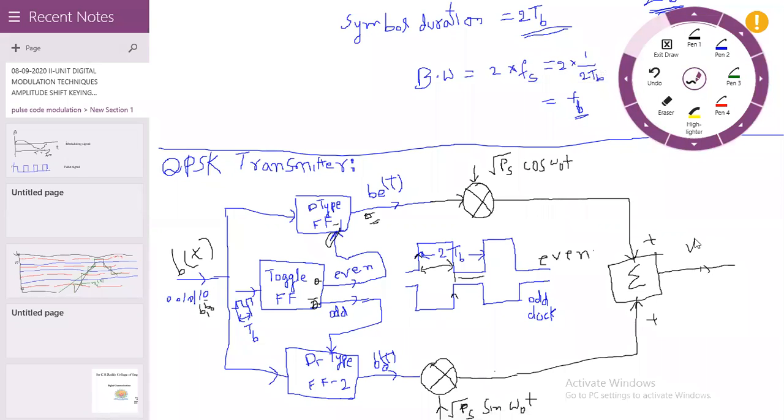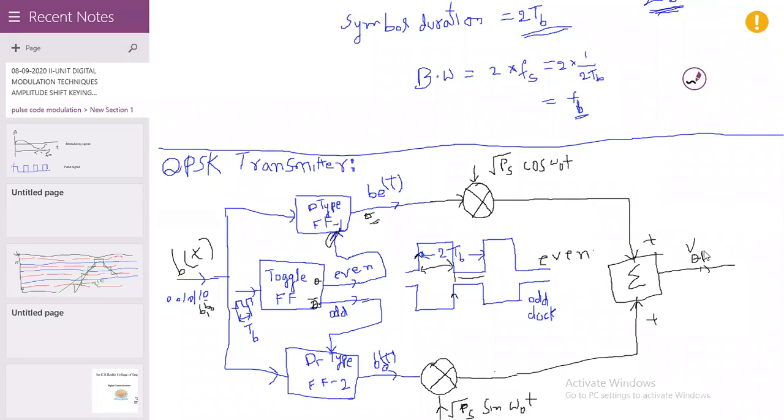QPSK signal. In the first TB, the even data, and in the second TB, the odd data are transmitted here. These two can be added together, and you will get the QPSK signal.